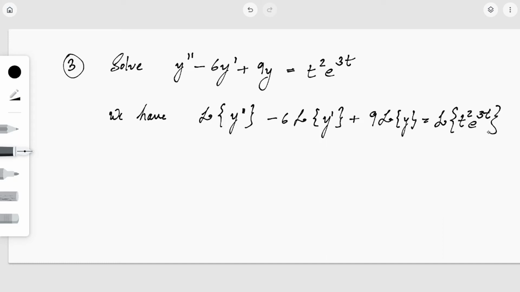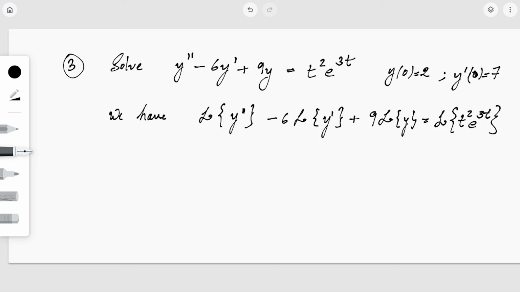So while solving such initial value problems, okay, there are initial values also given to us, that is y of 0 is 2 and y dash of 0 is 7.